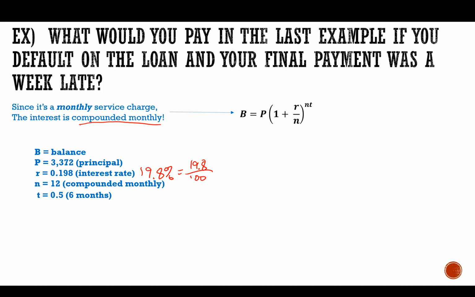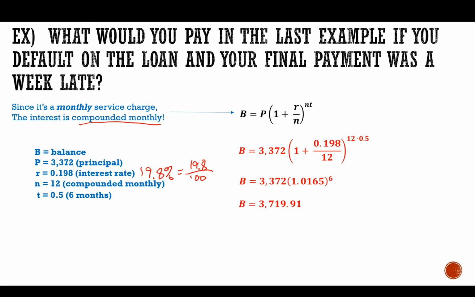So the main mistake people will make on this problem is they'll put in 6 because they just see the 6 months. Remember, t is always time in years. So 6 months is half of a year. That's why it's 0.5. All right, now when you plug that into your calculator, if you simplify it that way, you end up with $3,719.91.